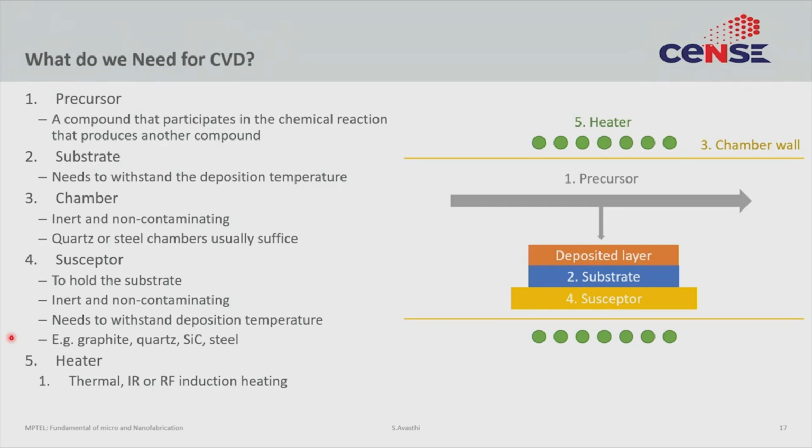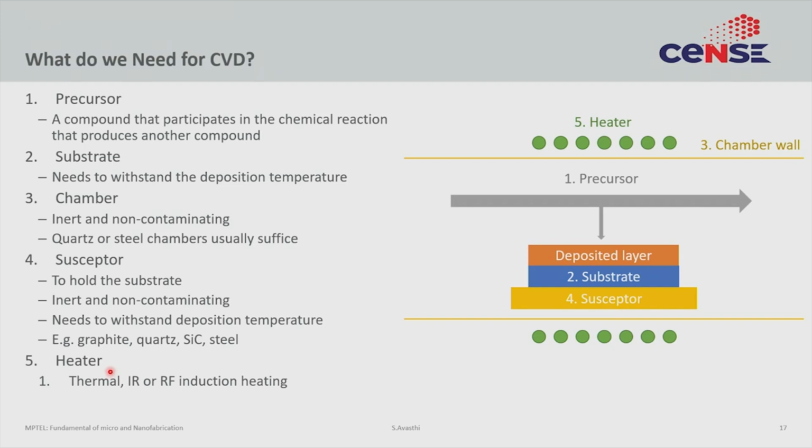So, what do we need for CVD? I am just again using the same figure that I used a couple of slides ago, and I want to highlight the various important things that are required. So, we need a precursor, a compound that participates in the chemical reaction and produces the compound of interest, the one that we want to deposit.